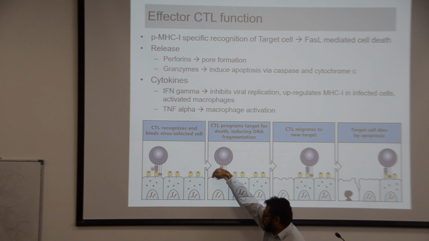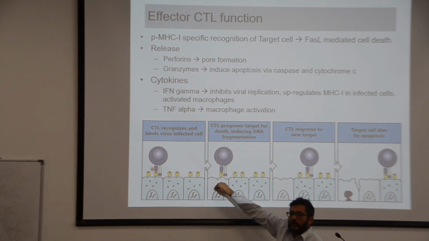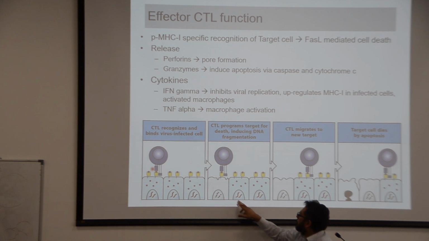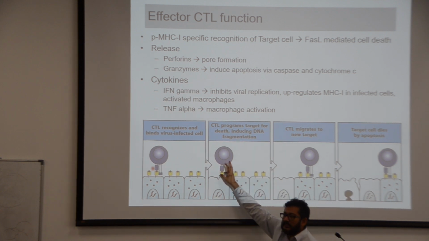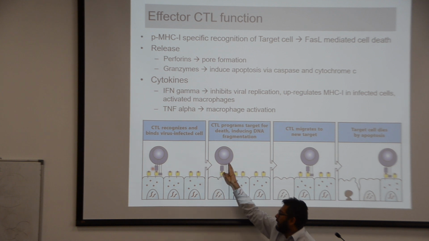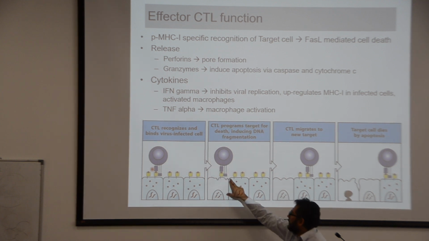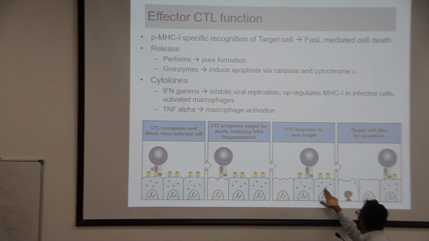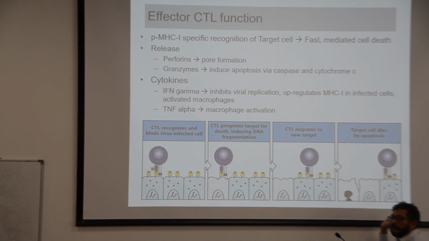Granzymes that are released go through the perforins inside the cell and also start carrying out DNA damage, cutting the DNA short, inducing apoptosis. Now, cytotoxic CD8 T cell, one of them kills one virus infected cell, the next, and so on and so forth, till it removes all the virus infected cells.